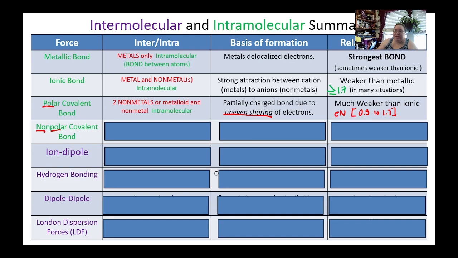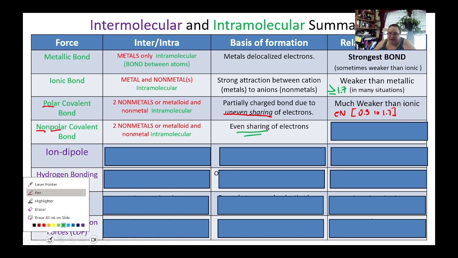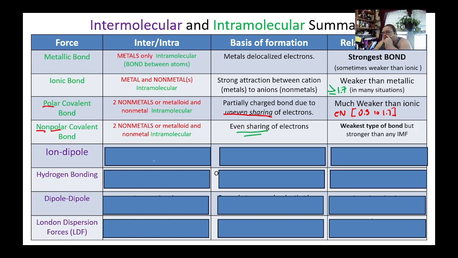So nonpolar again means no poles. It's still two nonmetals, but there is an even sharing of electrons. The electrons are equally spread out between the two elements. In terms of electronegativity difference, you're looking for a value that is less than or equal to 0.3. So again, we are subtracting the electronegativity values. If we get 0.3, it's nonpolar, but if we get 0.4, it's polar. If we get 1.7 electronegativity difference, it is ionic.